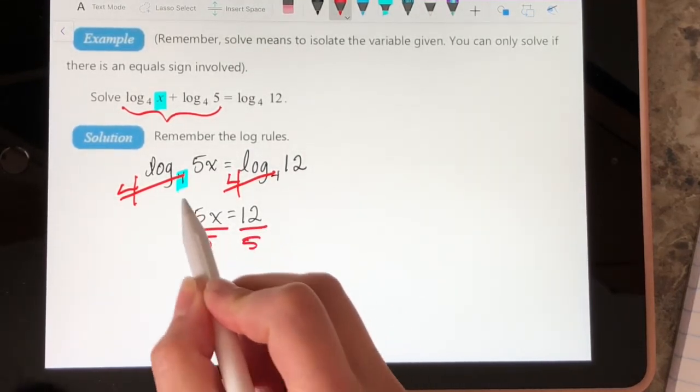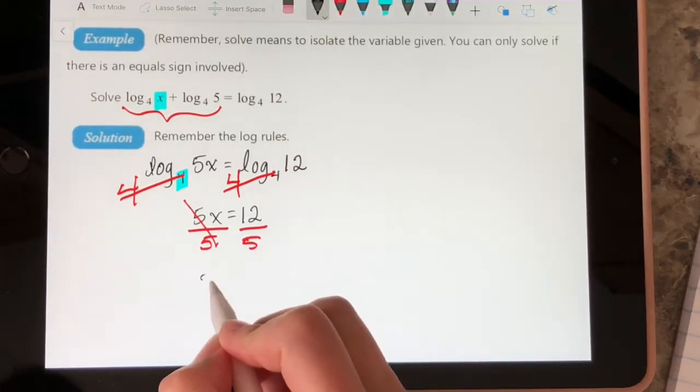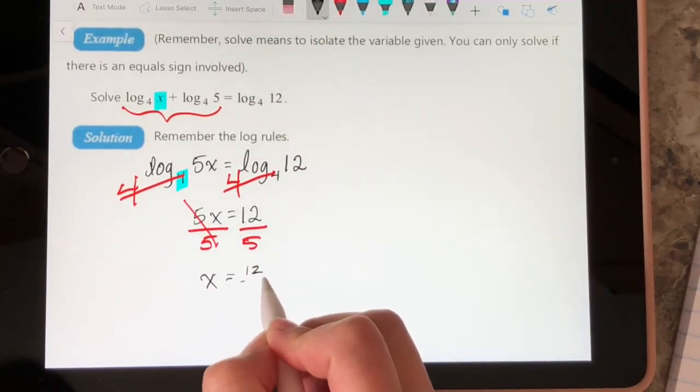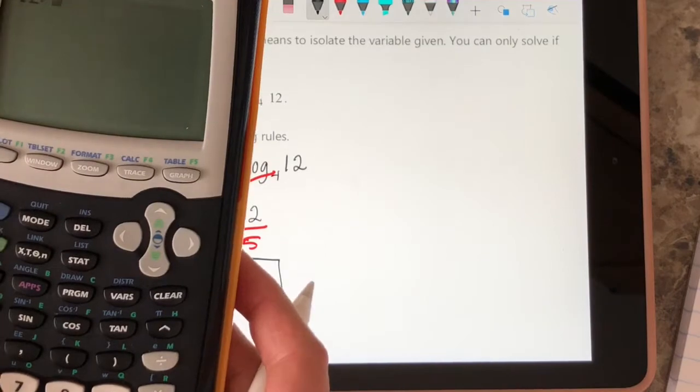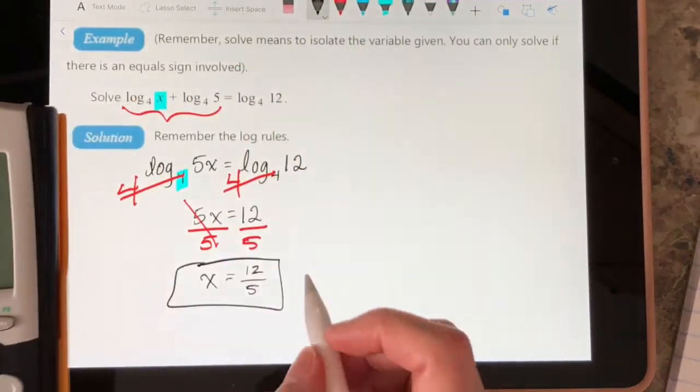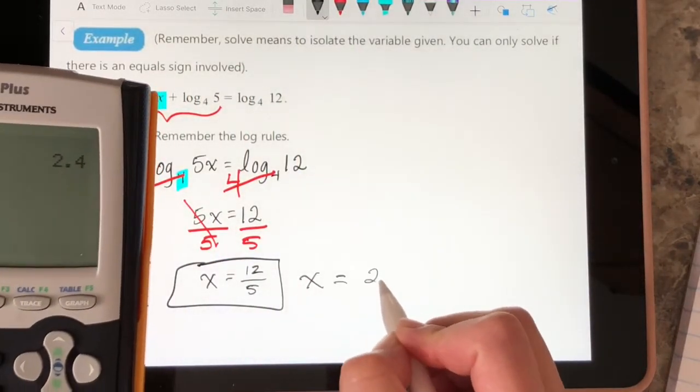What you do to one side, you do to the other. That gives me x equals 12 over 5. And if the answer is in decimal form, you can just do 12 divided by 5 on your calculator, and that gives you x equals 2.4.